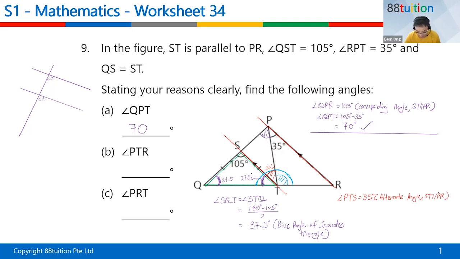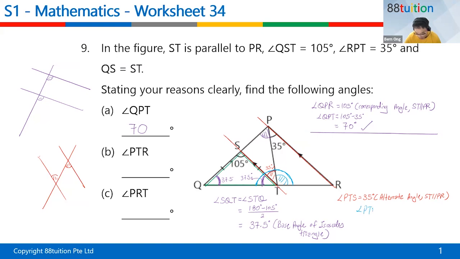Can you see the alternateness? Can you see this is like the Z? This one is equal to this one. The Z rule. Okay, so after you declare that it's 35 degrees already, then you can come to a conclusion.